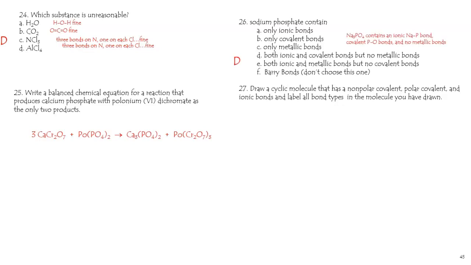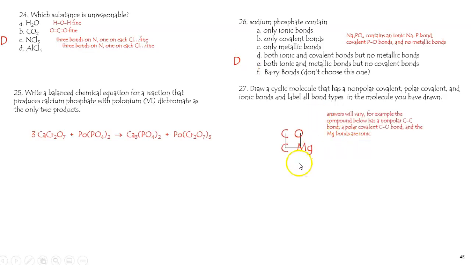Draw a cyclic molecule that has nonpolar covalent, polar covalent, and ionic bonds, and label all the bond types in the molecule drawn. Well, clearly, many answers are possible, but it better be cyclic, meaning ring shaped, like say a 4-membered ring, and I think that's what I did.